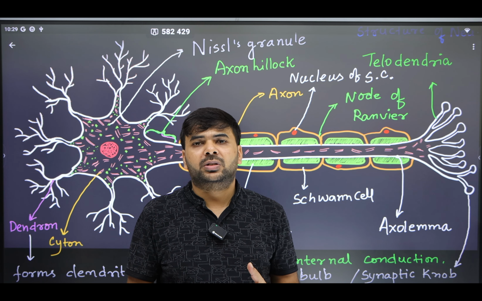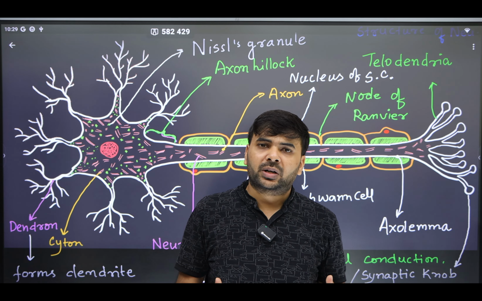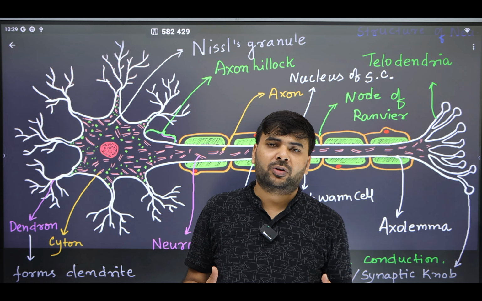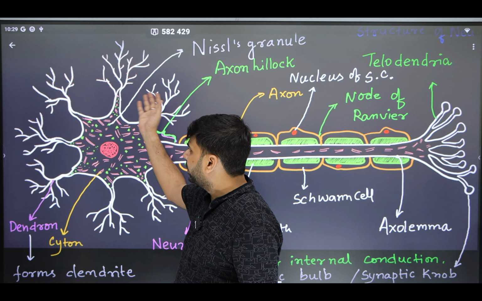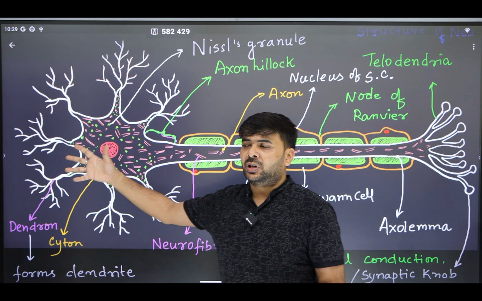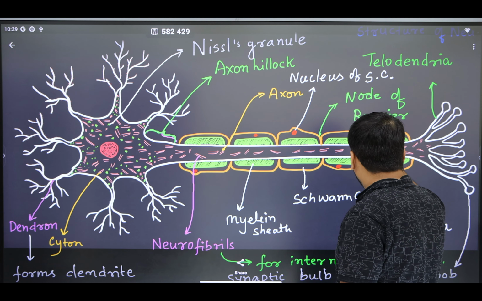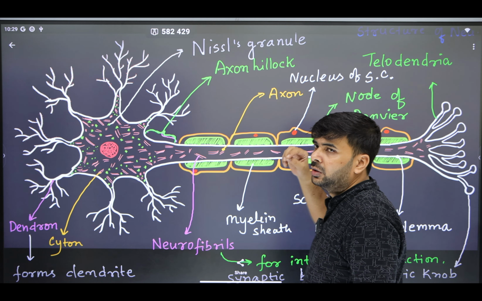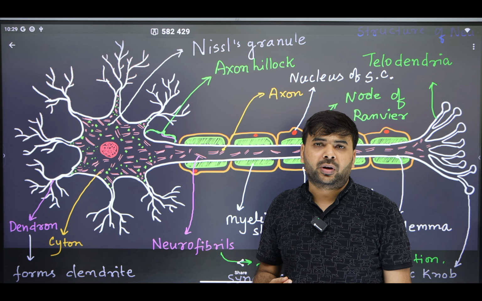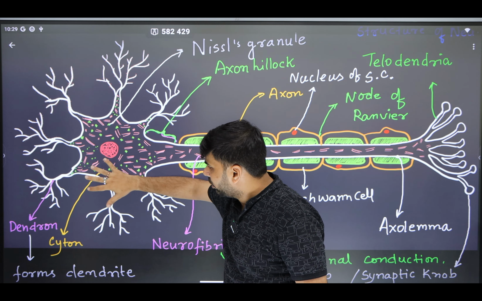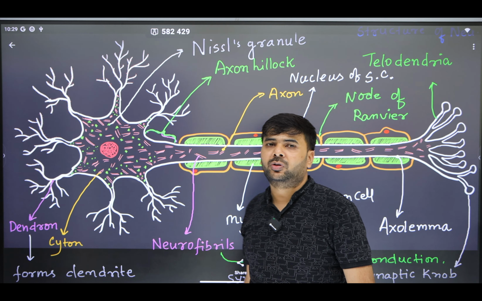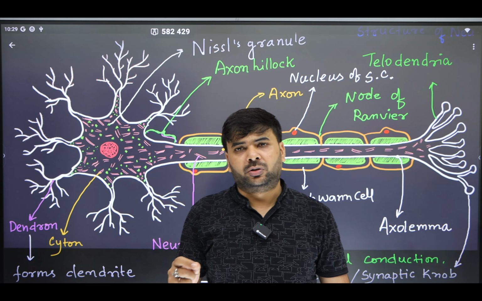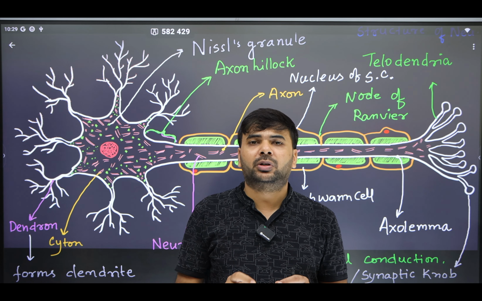Multipolar neurons are a type of neuron that receive impulses from many directions with the help of many dendrons, but they transmit impulses always in one, single direction, that is through a single axon. So multiple dendrons and a single axon: this type of neuron is called a multipolar neuron.